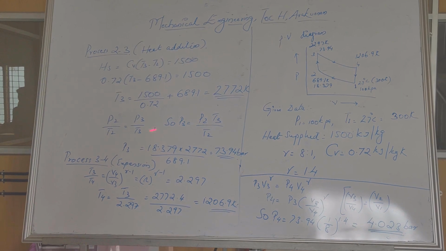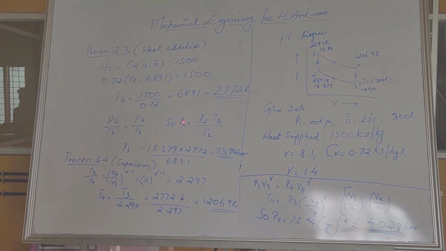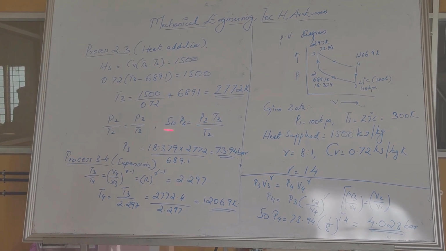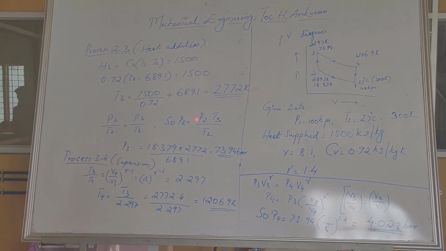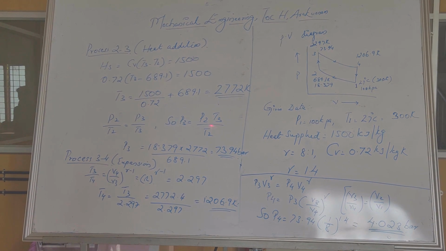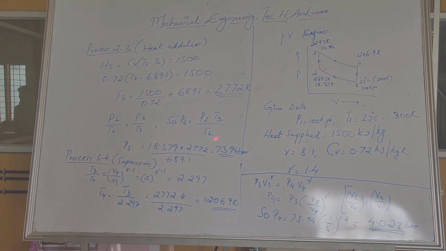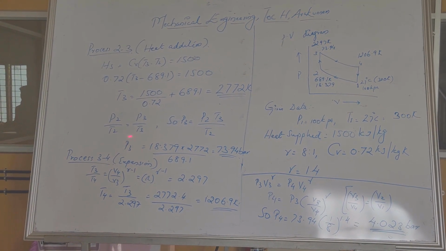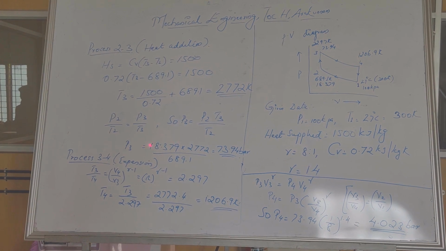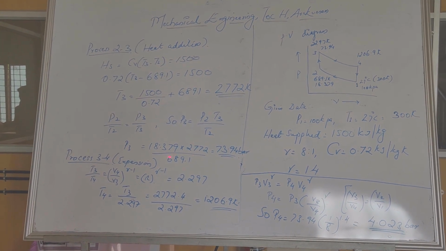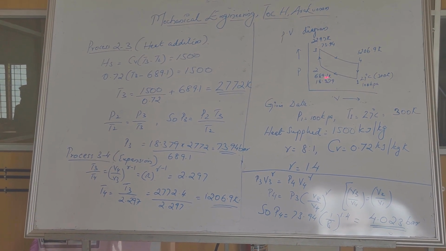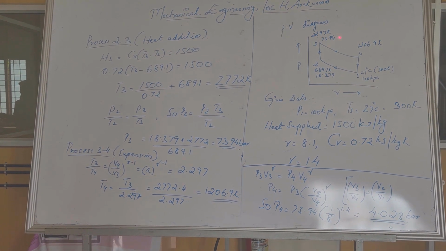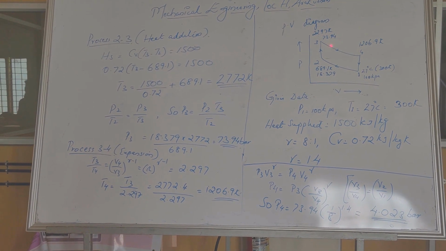Now, when you cross multiply, you can find out what is the value of P3. P3 will be equal to P2 into T3 by T2. And now P2 is known to you, T3 is known to you, T2 is known to you. When you substitute the values, you directly get P3, that the P3 will be the value of P2 into T3 divided by T2. That gives you 73.94 bar. So the pressure from 18.379 is increased to 73.94.